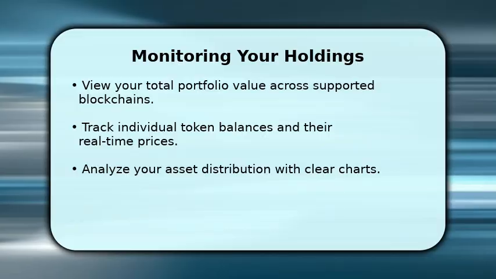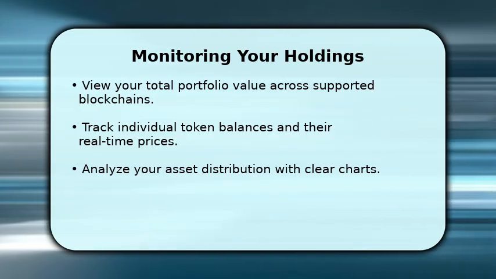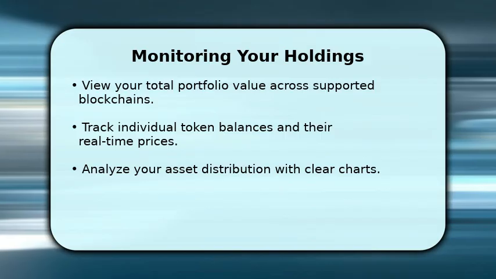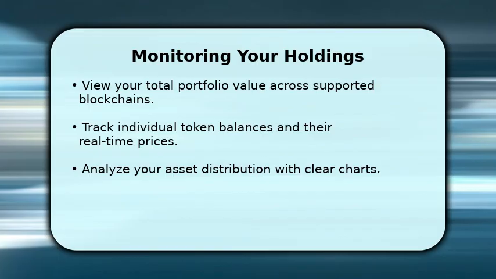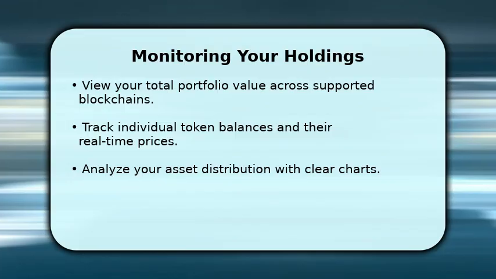The platform displays your total asset value, aggregating holdings from multiple networks like Ethereum, Polygon, and Binance Smart Chain. You can see individual token balances, their current market prices, and even visualize your asset allocation through intuitive charts. This gives you a clear, up-to-the-minute understanding of your financial position in the decentralized world.